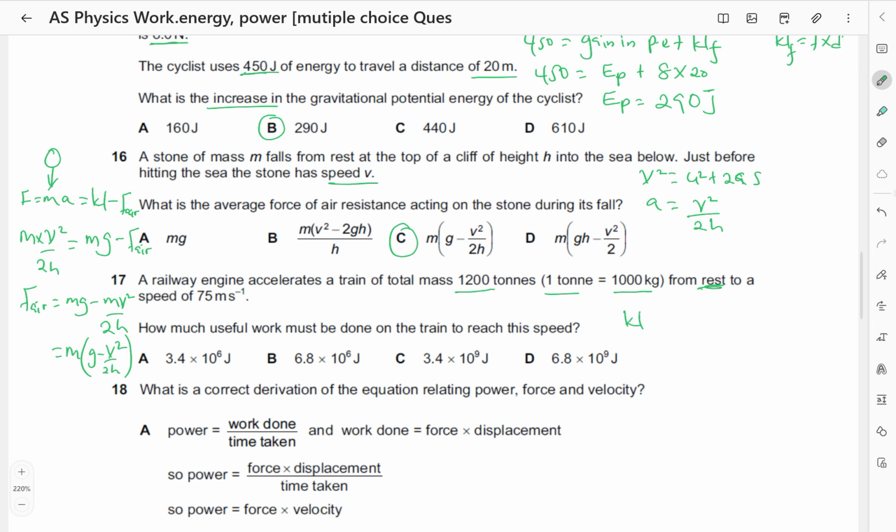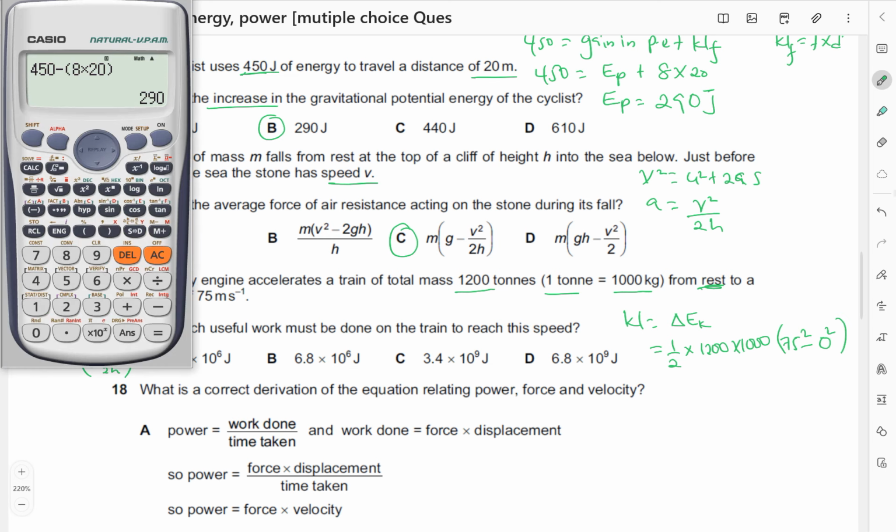So we know that work done is equal to the change in kinetic energy, or force times distance. So this will be a half times the mass. The mass is 1,200 times 1,000 times the change in its velocity. Because it starts from rest, I'll simply say 75 squared minus 0 squared. I'm using the formula for kinetic energy, a half mv squared. So this means I have 0.5 times 1200 times 1000, then times 75 squared.